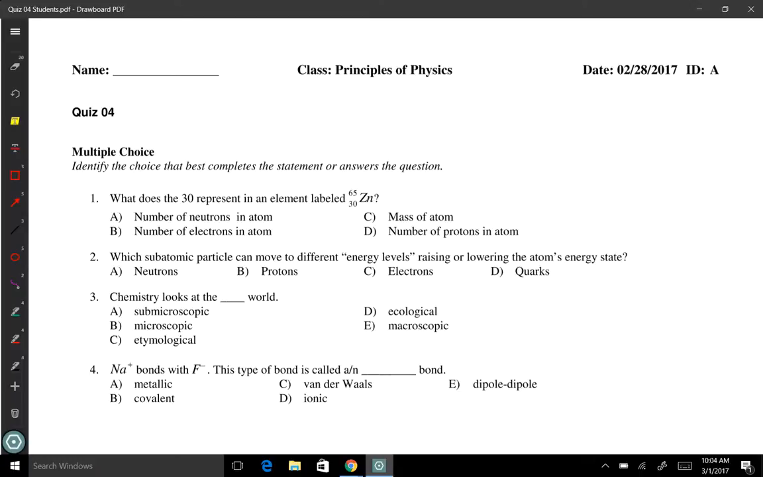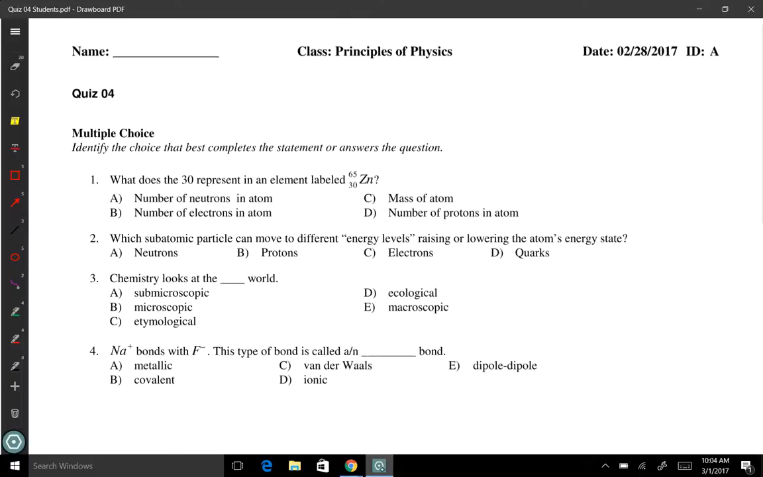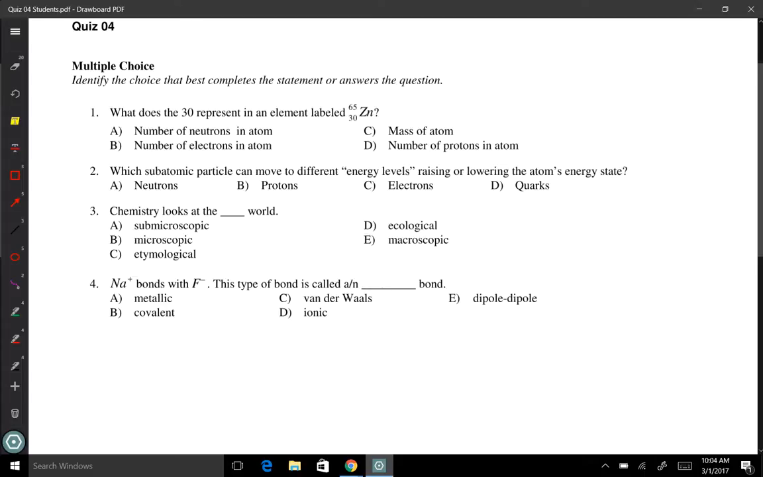So, looking at these questions, in this one, Zn, what would Zn be? Zinc. 30, I didn't even double check this. I just put what the student put for everything here. The 30, what does the 30 mean?